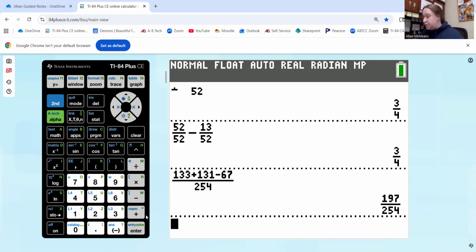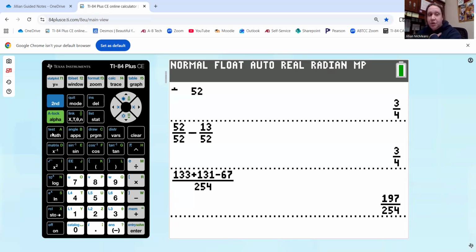So we get 197 over 254. So this one doesn't reduce, okay? So 197 over 254, but remember the direction said write your answer as a decimal. So your calculator, if you have the graphing calculator like this, it can take an answer that is a decimal and turn it into a fraction. It can also take a fraction and turn it into a decimal. So I've got this fraction here, but I want it as a decimal.